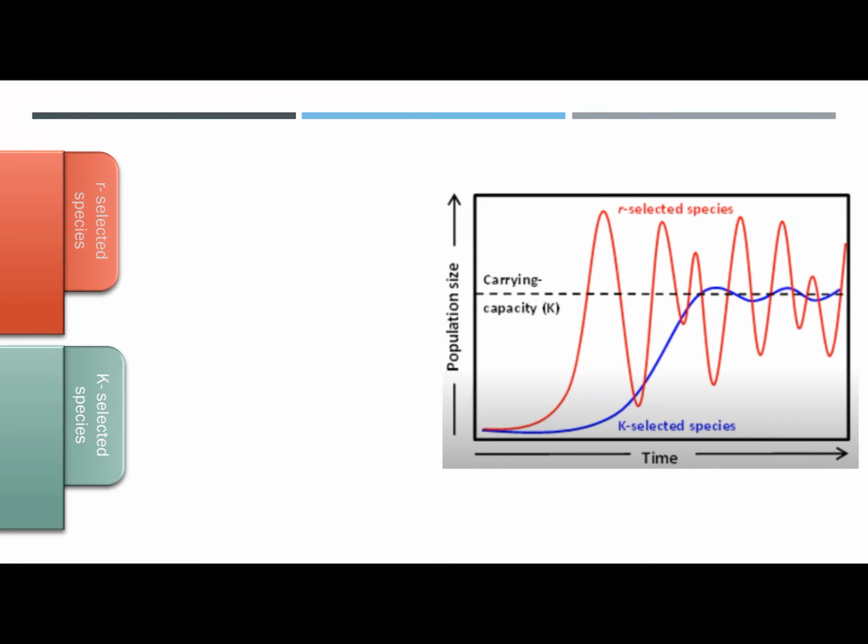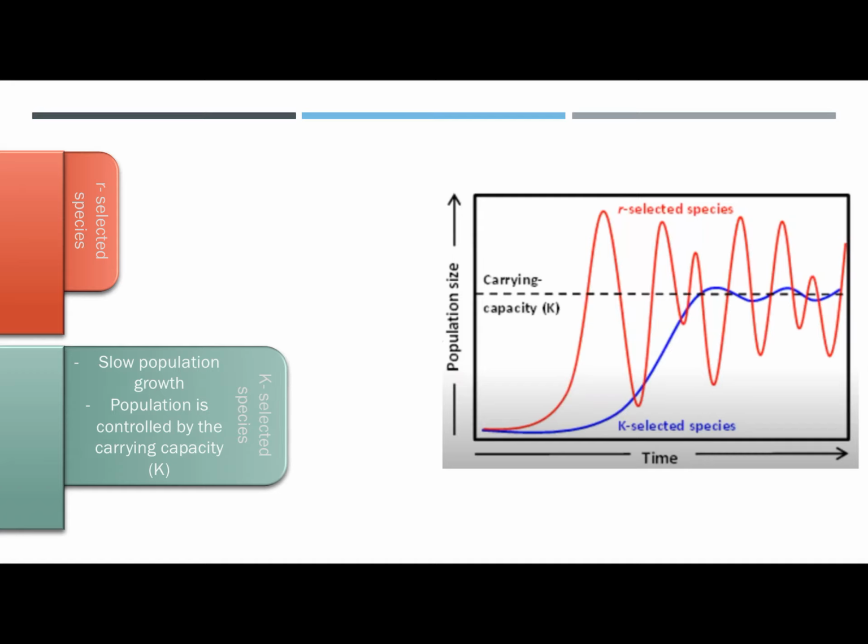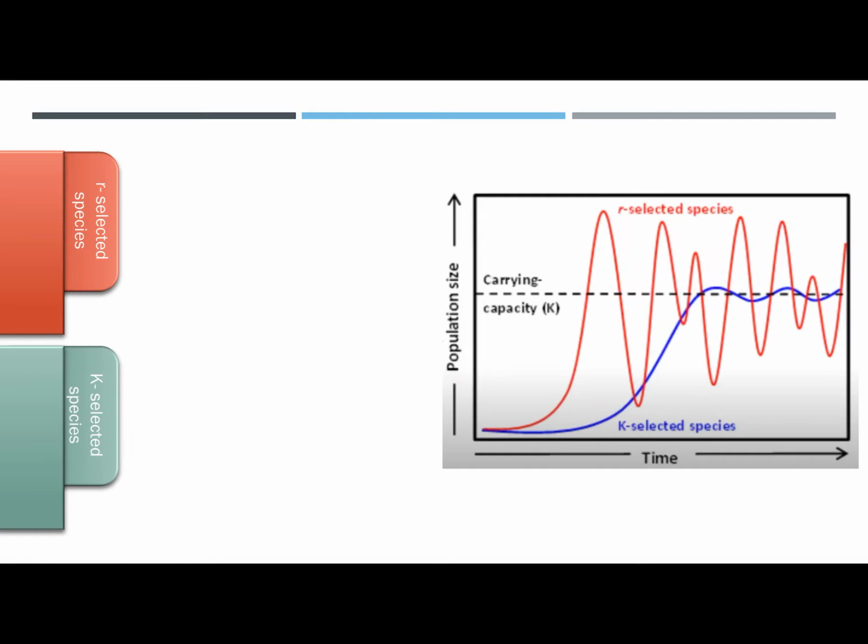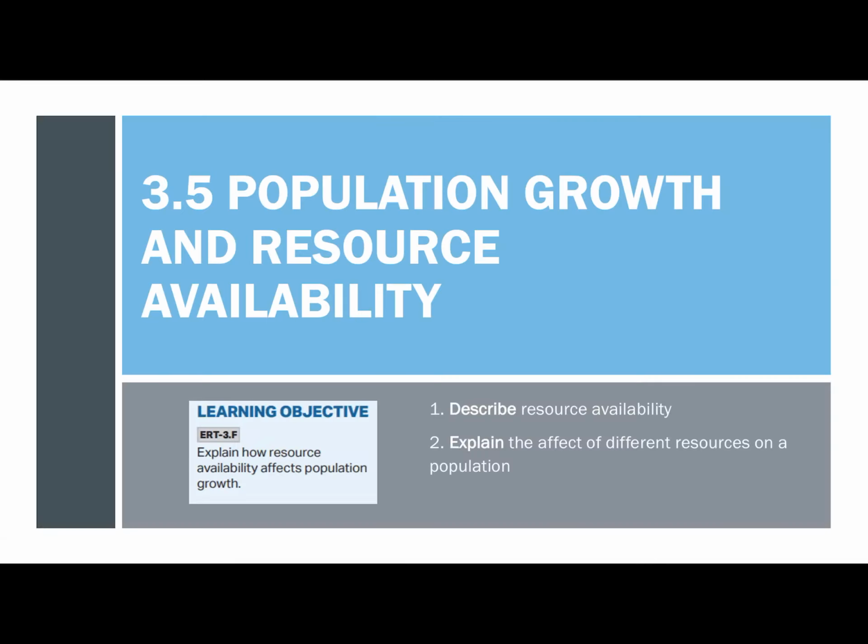On the other side, we have K-selected species. Now we know our K-selected species typically respond slower, so they have a slow population growth, and it's controlled by that carrying capacity. They don't tend to have huge overshoots and these giant swings in population. Because their population growth is so slow, they typically have delayed reproduction, and that's what we see when we look at this graph.